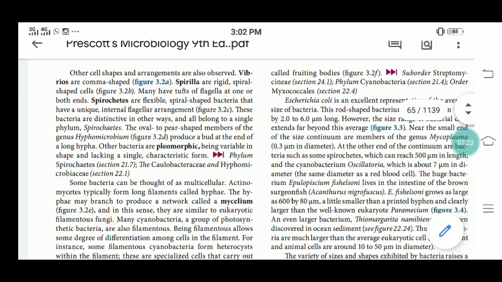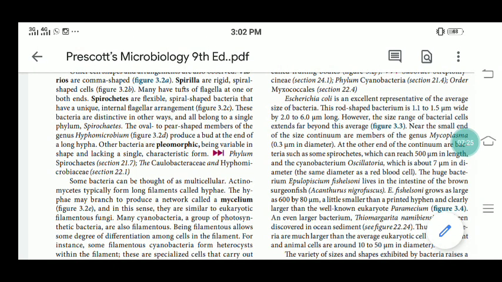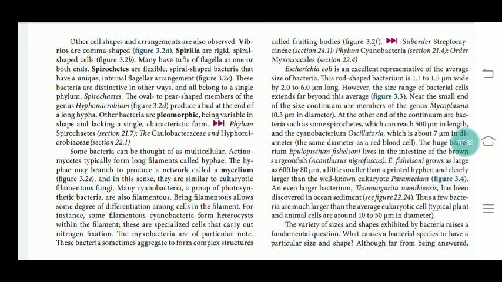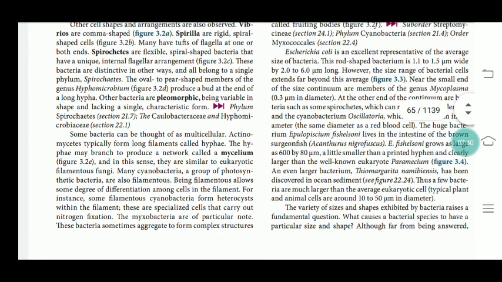Then spirochetes are flexible spiral shaped bacteria. They have a unique internal flagellar arrangement. These bacteria are distinguished in other ways and all belong to a single phylum, Spirochetes. The oval to pear-shaped member of the genus is Hyphomicrobium.